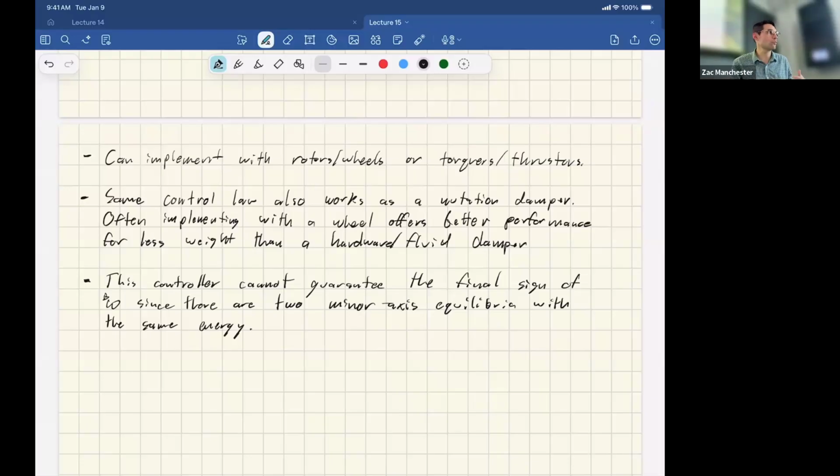Like the one we saw before is a least squares solution to an overdetermined system. This is a minimum norm solution to an underdetermined system. So they're different things, and they have a different expression. But anyway, that's what that is.